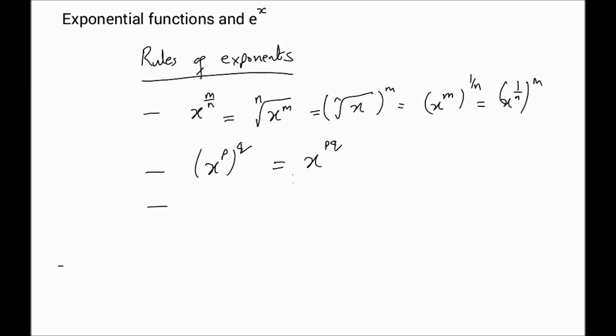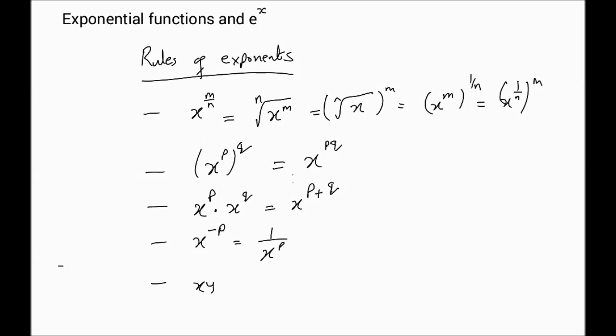Third rule could be, and they're not in any specific order, x to the p multiplied by, not plus or minus, multiplied by x to the q. That's x to the p plus q. A very important rule as well. Last one we'll look at, and then we'll look at some combinations that are possible. If you have a negative power, x to the minus p, that's the same as 1 over x to the p.